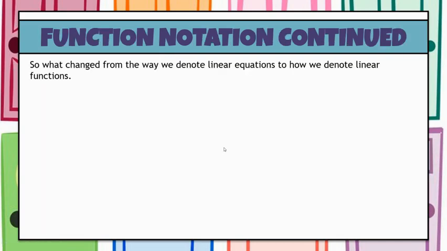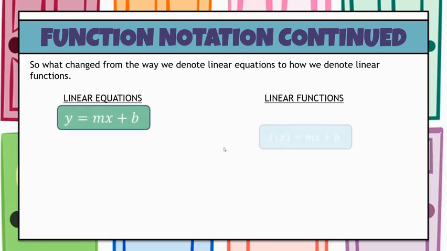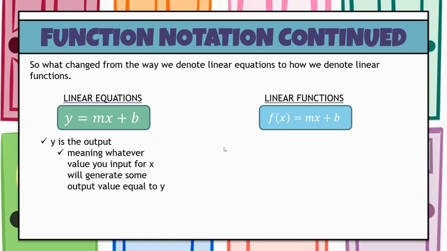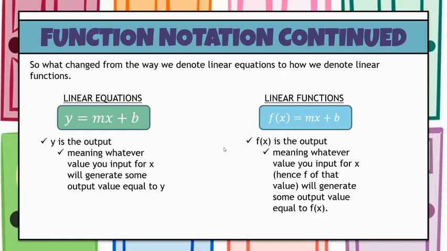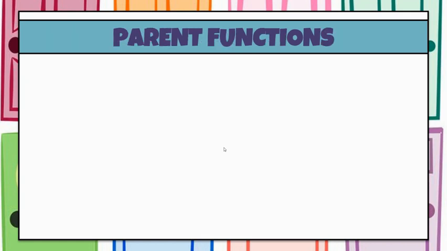So more about function notation. What changed from the way we denote linear equations to how we denote linear functions? We'll compare them side by side. Linear equations: y equals mx plus b. Linear functions: f of x is equal to mx plus b. So I'm not actually changing the equation. I'm really just replacing y with f of x. Y is the output, meaning whatever you put in for x will generate y. And f of x is the output, meaning whatever input you put in for x will generate some output equal to f of x. All you're doing is swapping f of x and y.